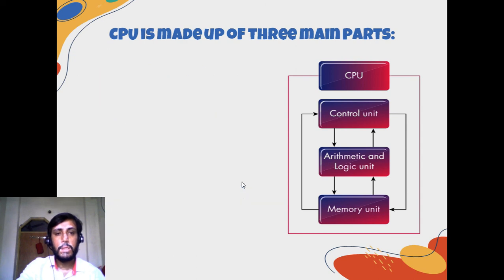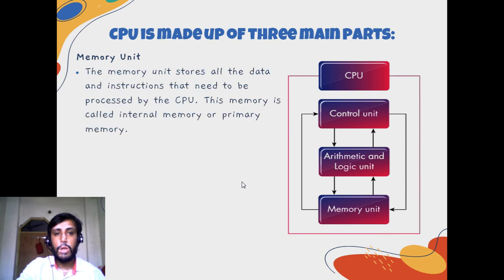The last one is the memory unit. The memory unit stores all the data and instructions that need to be processed by the CPU. This memory is called internal memory or primary memory, which we have already gone through.